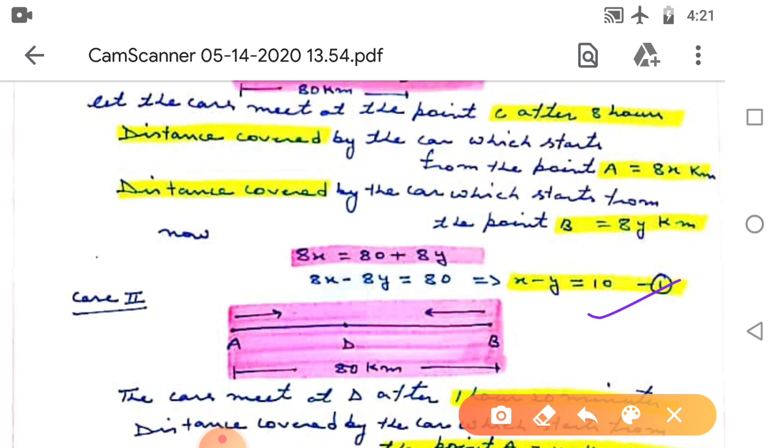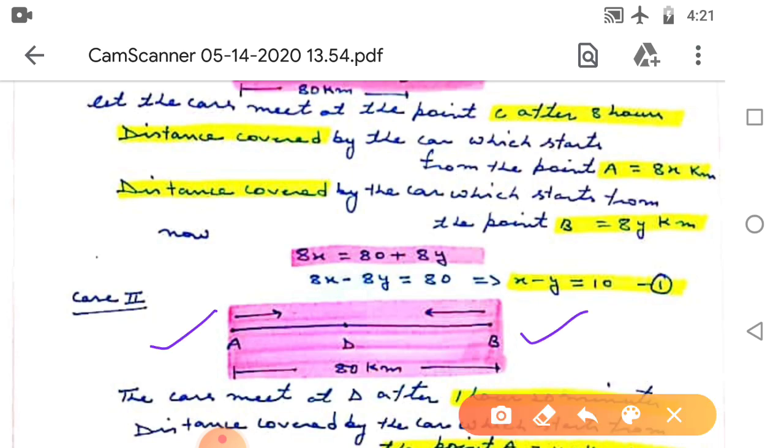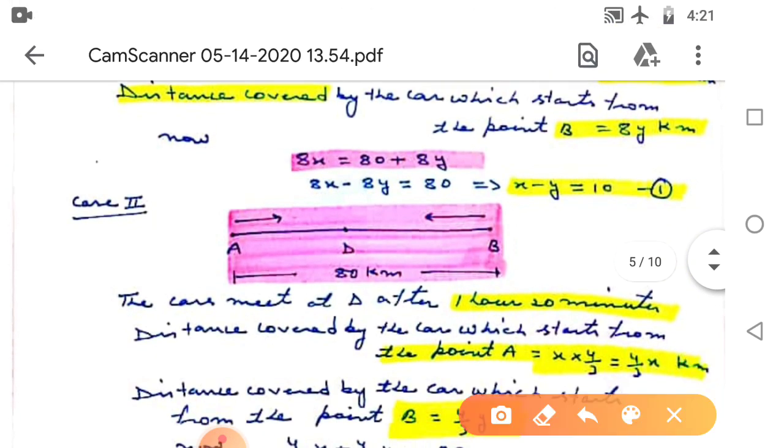Clear? Now in case 2, when cars move in opposite direction, they meet at say point D, but they meet in 1 hour 20 minutes. After 1 hour 20 minutes they meet at D when they travel in opposite direction. Clear?